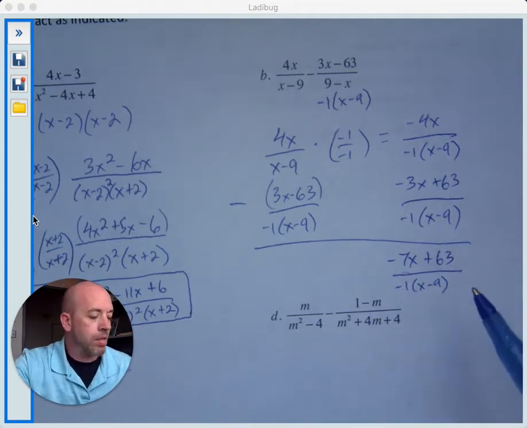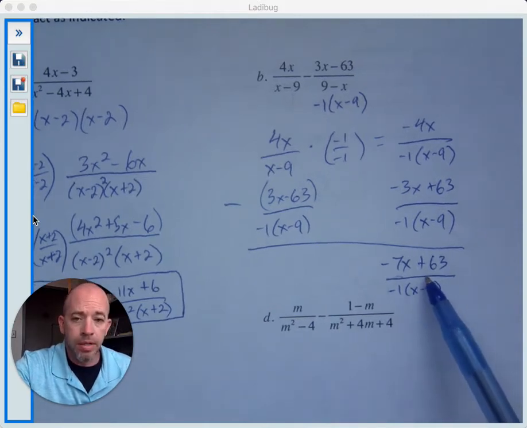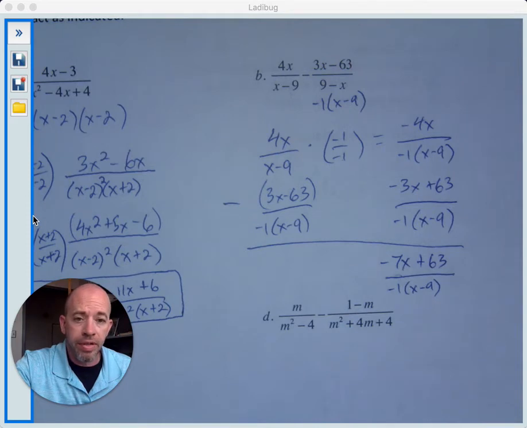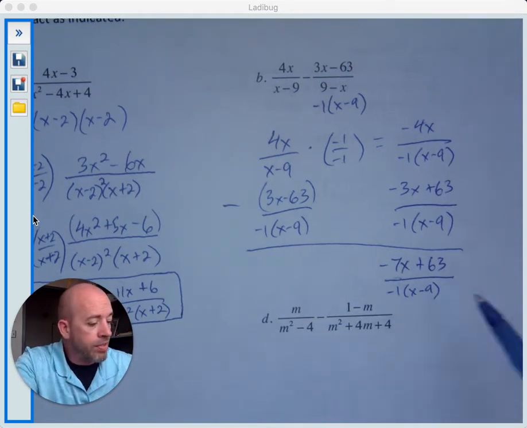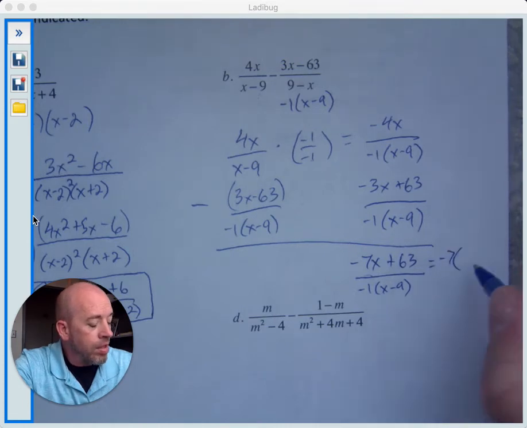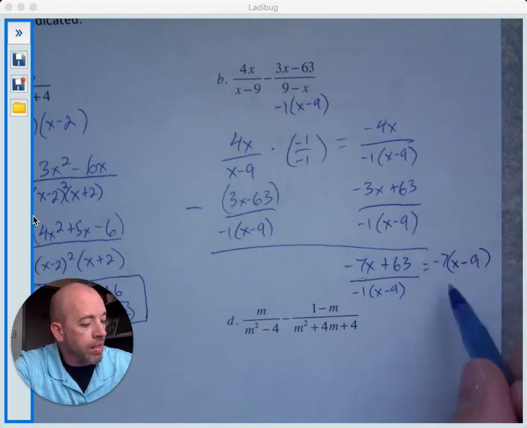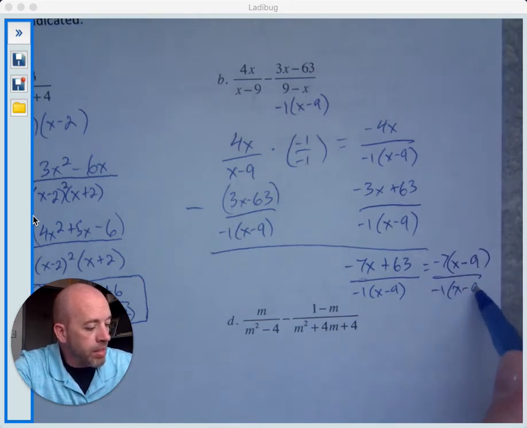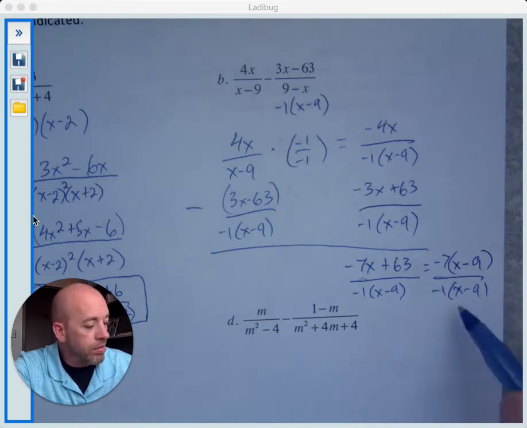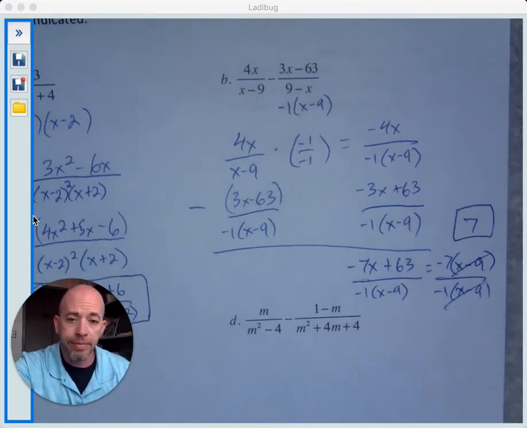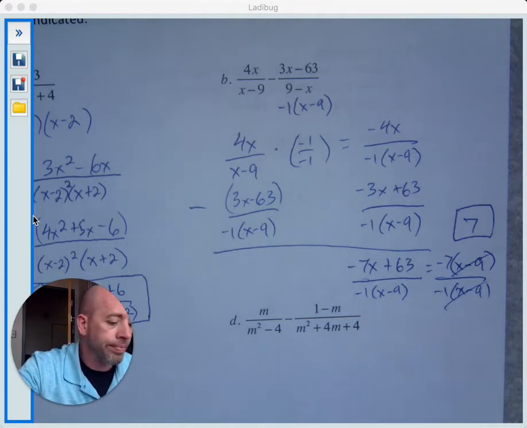Now you may notice that we may not be in completely lowest terms. We could factor a 7 out of this, right? Or a negative 7 even maybe. Let's factor out a negative 7. If we do that, we get an x minus 9, don't we? And then we have a negative 1 times x minus 9. And guess what? The x minus 9s will cancel. Negative 7 divided by negative 1 is just positive 7. And that would be our answer. Okay? So that one became very simple at the end.